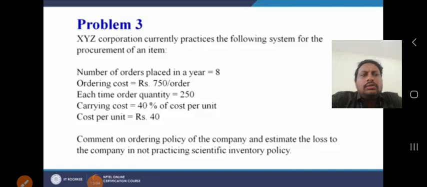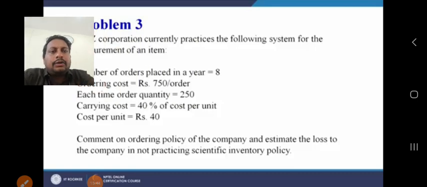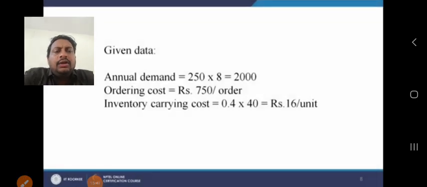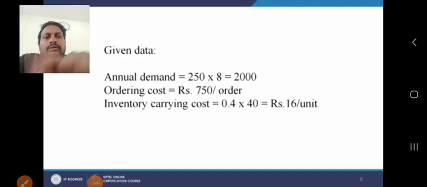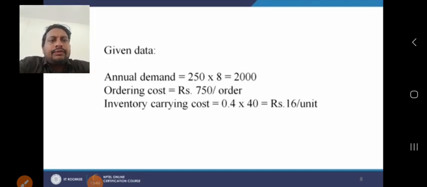So this is the problem we are going to calculate: if the scientific EOQ model is not followed, how much is the loss to the organization? This is the given data. The annual demand is 250 into 8, which is 2000, and the order cost is 750 per order. Now the inventory carrying cost.